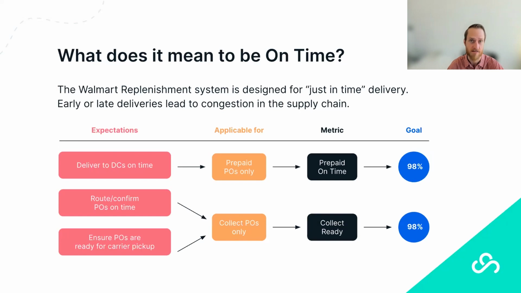For collect suppliers, where Walmart comes and picks up the product from your warehouses, the requirements are a little bit different. There's 2 steps you have to do to be considered compliant. And the first of those is whenever Walmart submits a purchase order to you, in general, you must process that PO and route it by 4 p.m. Central Time the following day.